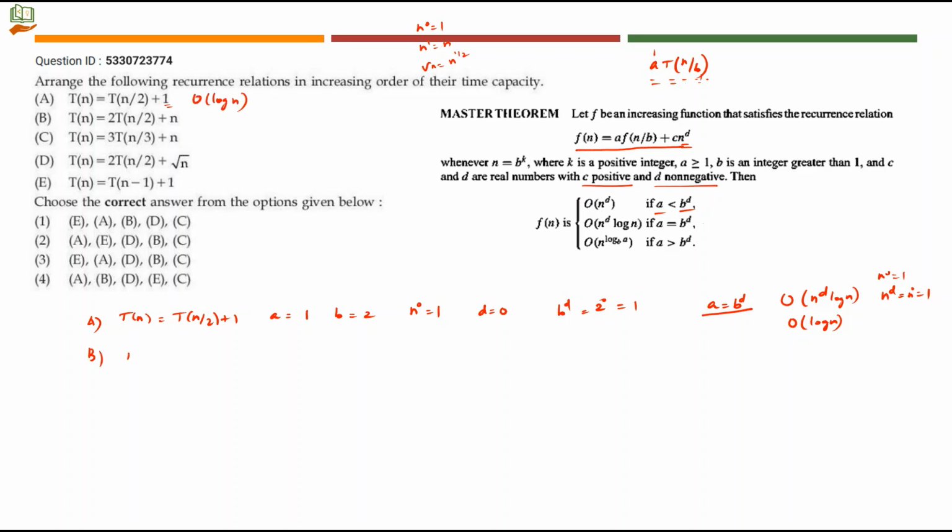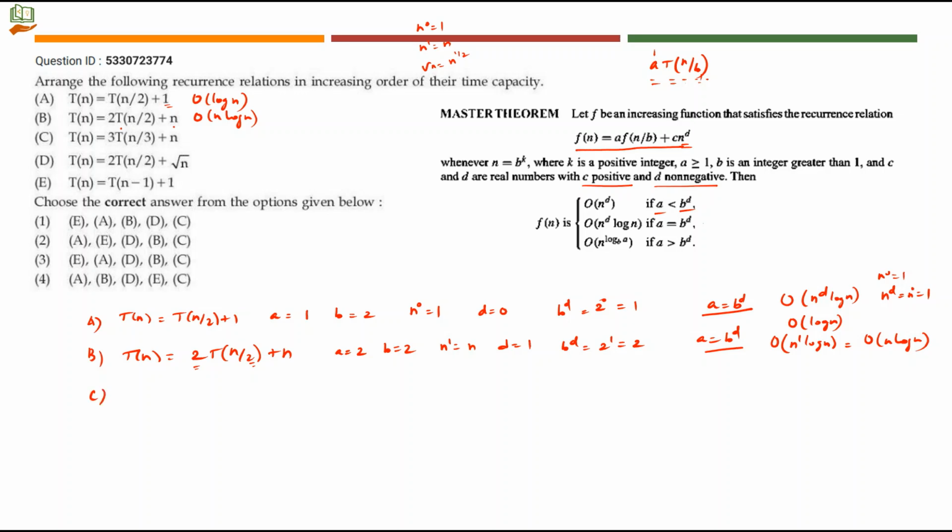What about B? We have T of n is equal to 2T of n by 2 plus n. Here we know a is equal to 2. We have to take it from here. b is equal to 2 again. We have n power 1 here. n power 1 is equal to n. So from this we can compute d is equal to 1. What about b power d? We have 2 power 1, which is equal to 2. Again we have a is equal to b power d. So here we have to go with big O of n power d, whose value is 1, then log n. This will give you big O of n log n. So we can go with big O of n log n.